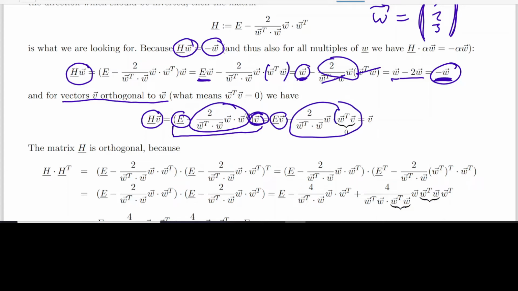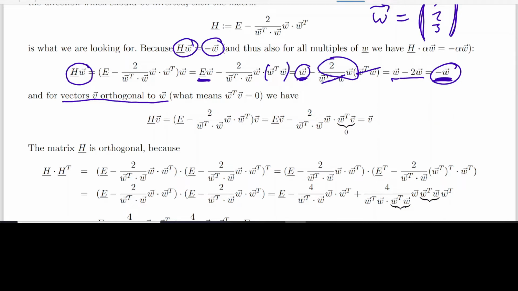Let's rearrange the parentheses. Because V is orthogonal to omega, omega transposed is a vector of that type, and V is a vector of that type. If we multiply them, we get a number. Because they are orthogonal, it's the number 0. And having a 0 here means 0 times that is 0, so this is completely the zero vector in that case. And we have E times V, which is V, and so in total we get V. So H has the desired properties.